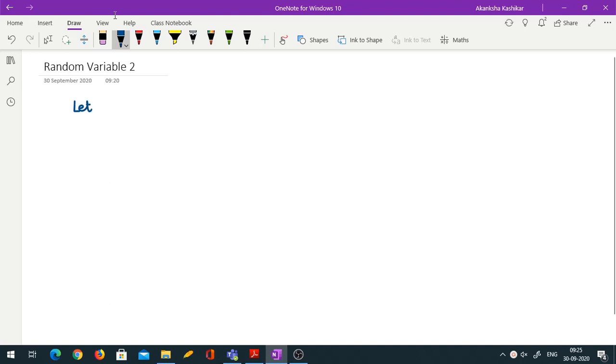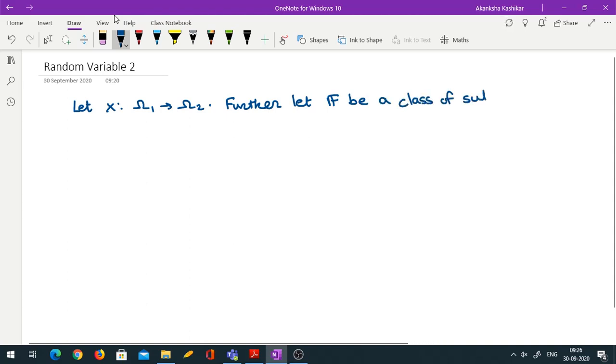So let X be a function from omega 1 to omega 2. So again I have two sets, omega 1 and omega 2, and X is a function from omega 1 to omega 2. Further, let F be a class of subsets of omega 2. Okay, F is a class of subsets of omega 2. So what would I do?